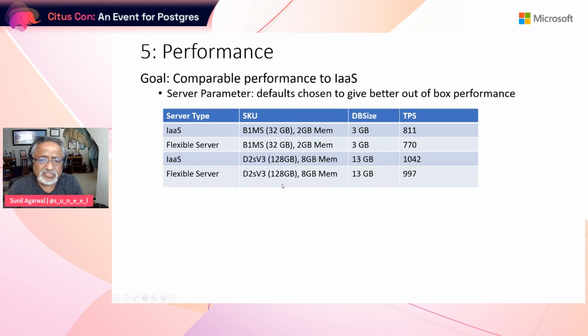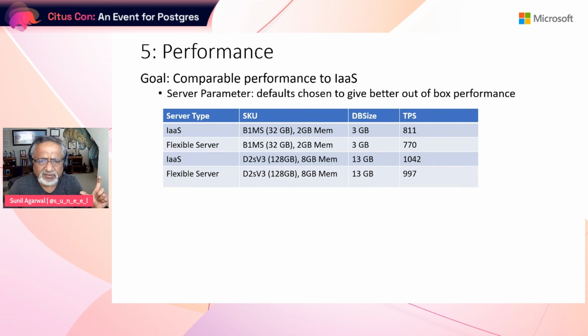And similarly, if you see the general purpose SKU here, D2 SKU, which is 2 vCore, 8 gigabyte of physical memory, and the database size 13 gigabyte. The reason we chose a much higher database size here rather than 3 gigabyte, because we wanted to make sure we have a database size that is much larger than your physical memory. And notice here again, the IaaS is giving me 1042 transactions per second, and while flexible server is giving 997, roughly 4% below. So this is what you would expect, maybe 3 to 4% of tax. Otherwise, performance is very comparable.